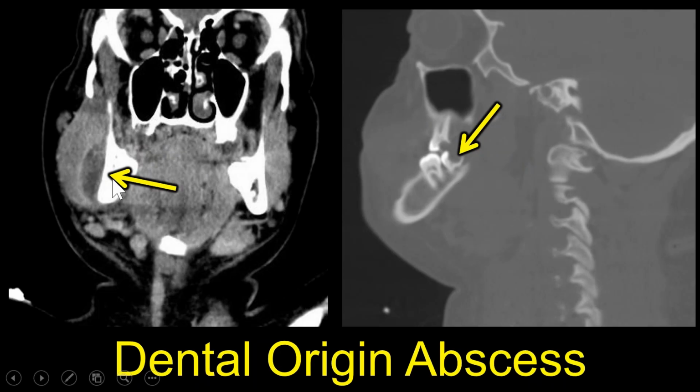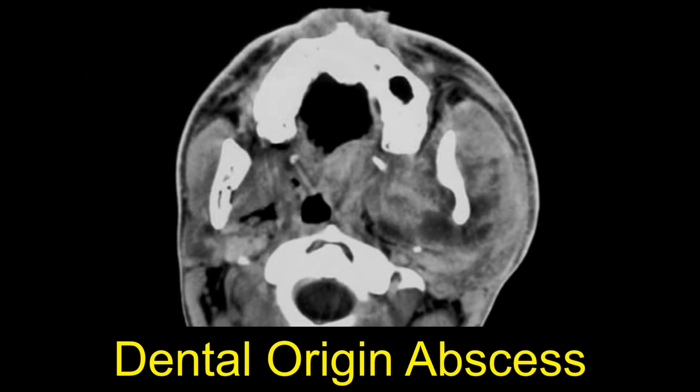So here in the coronal standard algorithm post-contrasted window, we see the low density, looks like fluid, looks like there's surrounding enhancement. It's bright on the outside, so that looks like an abscess. And when we look at the bone algorithm here in the sagittal, we see the bad tooth. So that is a dental origin abscess, a dental origin infection there in that case.